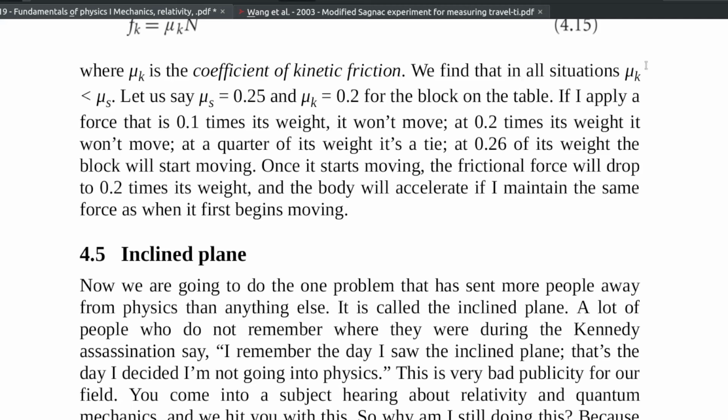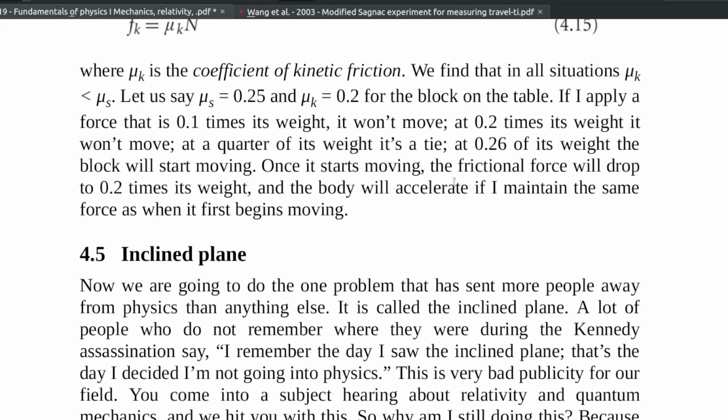We find that in all situations, mu of k is less than mu s. Let us say mu s equals 0.25 and mu of k equals 0.2 for the block on the table. If I apply a force that is 0.1 times its weight, it won't move. At 0.2 times its weight, it won't move. At a quarter of its weight, it's a tie. At 0.26 of its weight, the block will start moving.